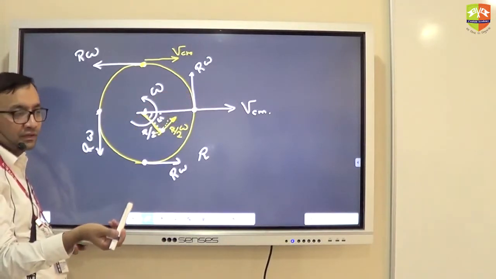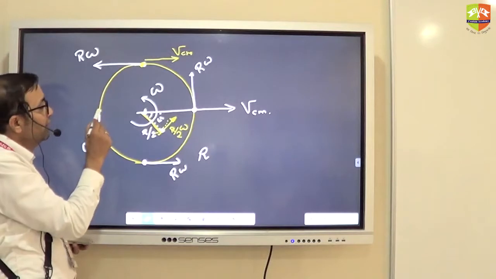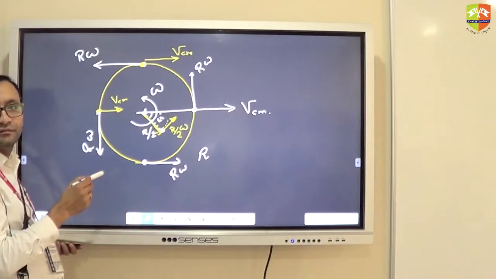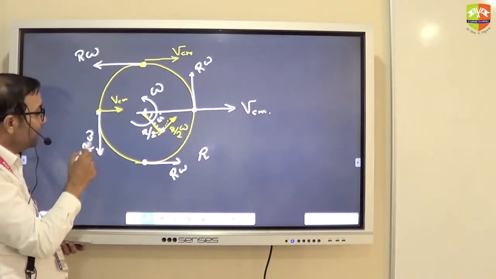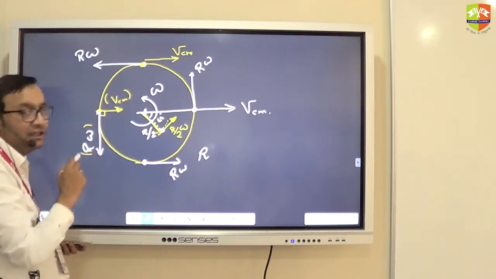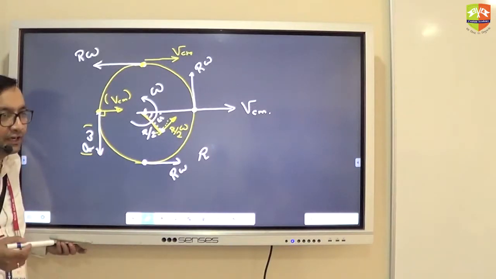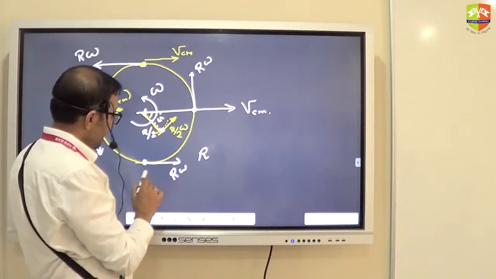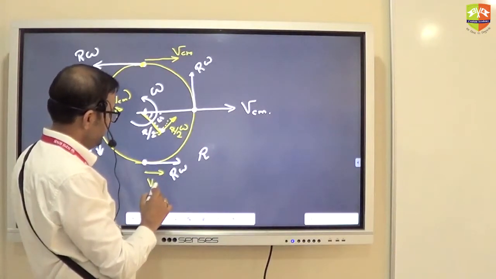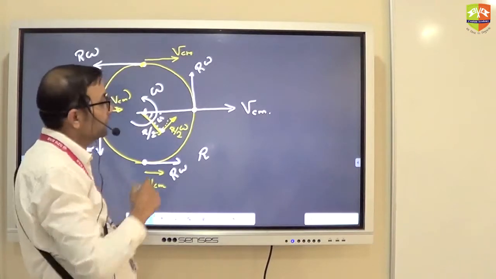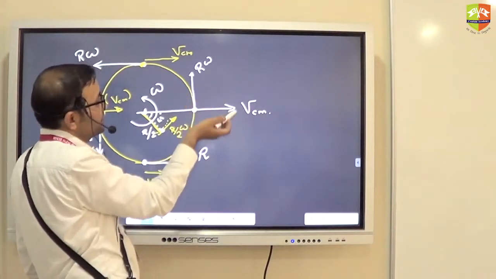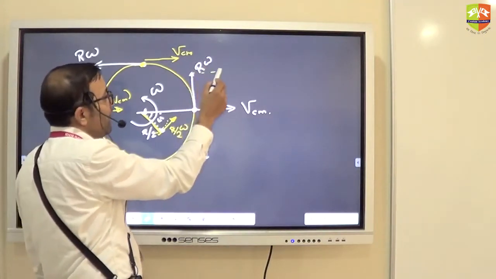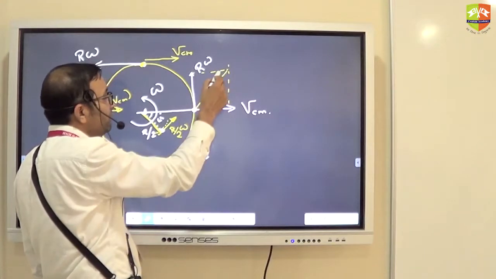Getting it? What about this point? You have to add this velocity VCM this way. So the total velocity is root over R omega square plus VCM square. It is 90 degrees. They are vectors, right? Getting it? For this point, plus R omega plus VCM. That point is as shown. So the total velocity will again be root over R omega square plus VCM square, and if you do the vector addition, the net velocity will be this way.